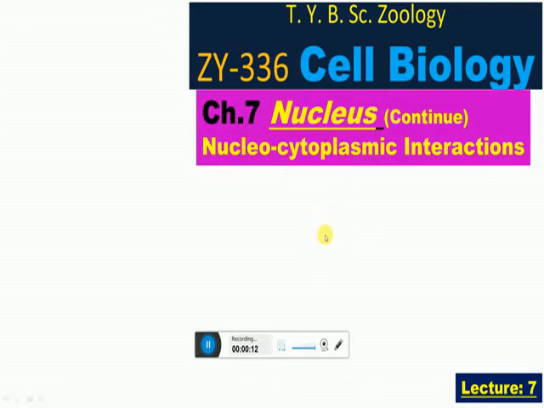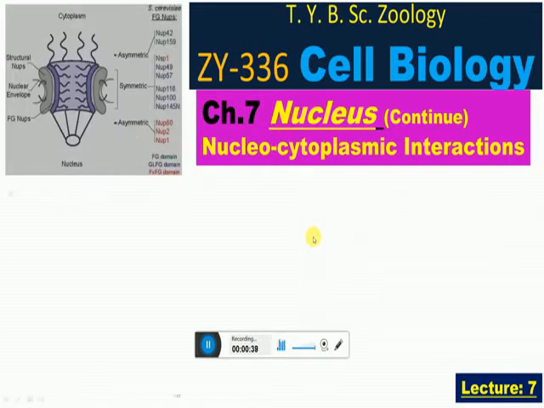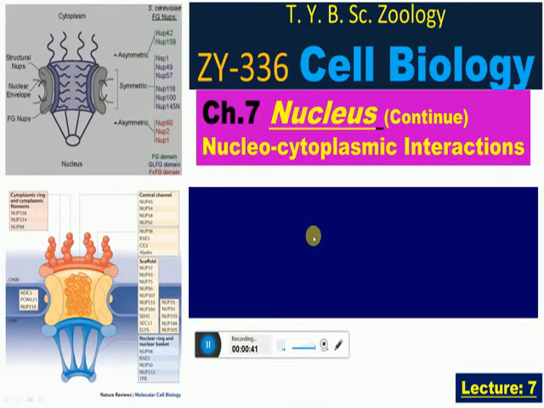Before that we have studied the first two chapters. This is chapter 7th, the nucleus. We already studied some part of the nucleus. Only a small part of this chapter is remaining, that is nucleocytoplasmic interactions. The nucleus and cytoplasm show transportation and interaction between them through the nuclear pore complexes. We are going to see this in detail in this part.